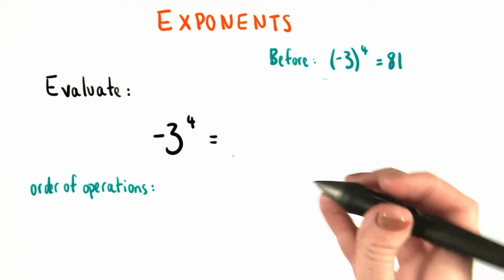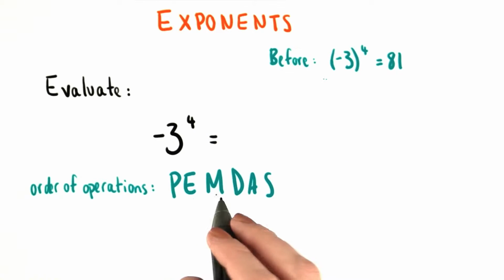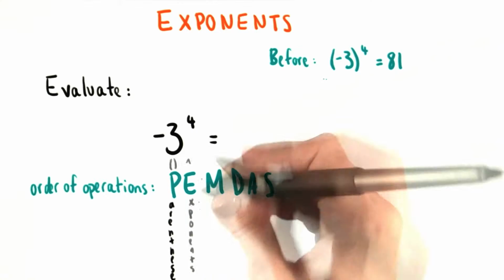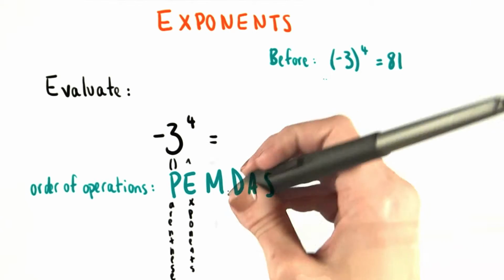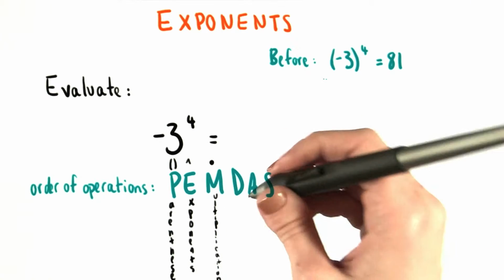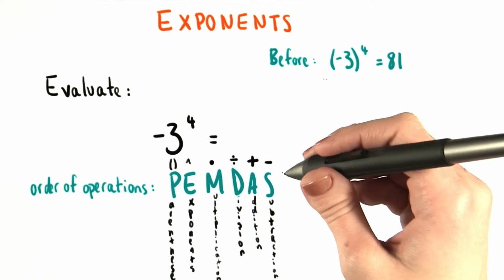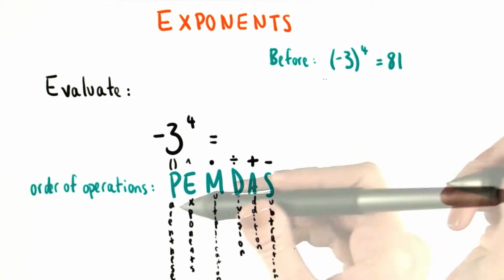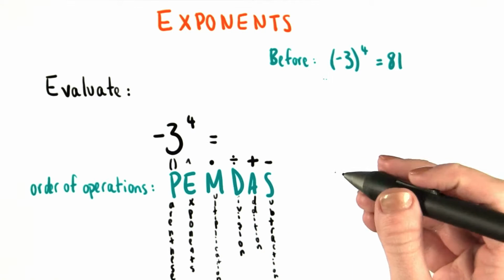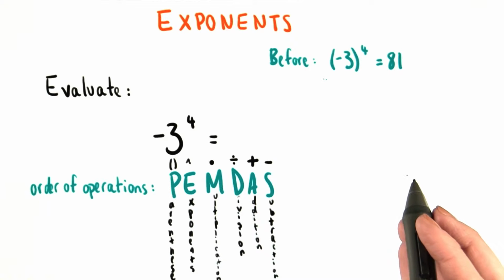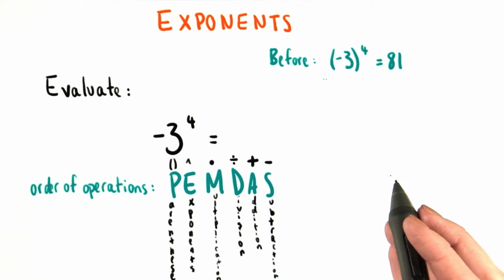So I, for example, learned PEMDAS. Now each of these letters stands for a different mathematical operator. The P here is for parentheses, the E here stands for exponents, the M stands for multiplication, the D stands for division, the A is for addition, and last but not least, the S is for subtraction. So this can serve as a guideline to tell us what order we do all these different operations in when we're looking at some set of numbers and variables combined together with these operators.